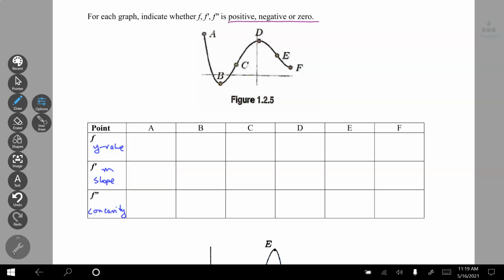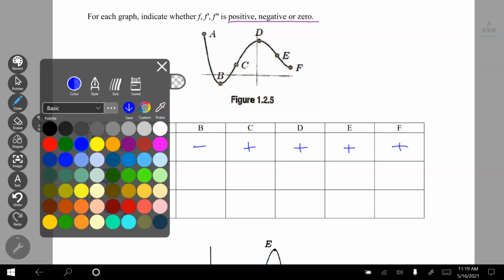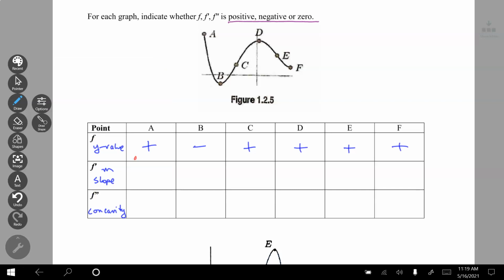So let's do the y value. At point A, the y value is positive because it's above the x-axis. B is negative, C is positive, D is positive, E is positive, and F is positive. And the reason is this is above the x-axis, this is below the x-axis, and so on and so forth.